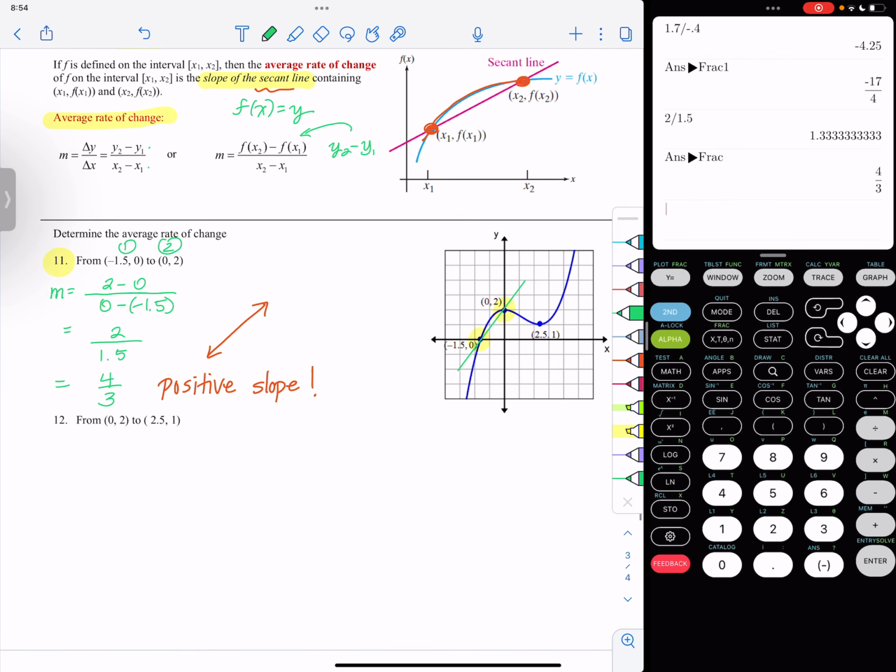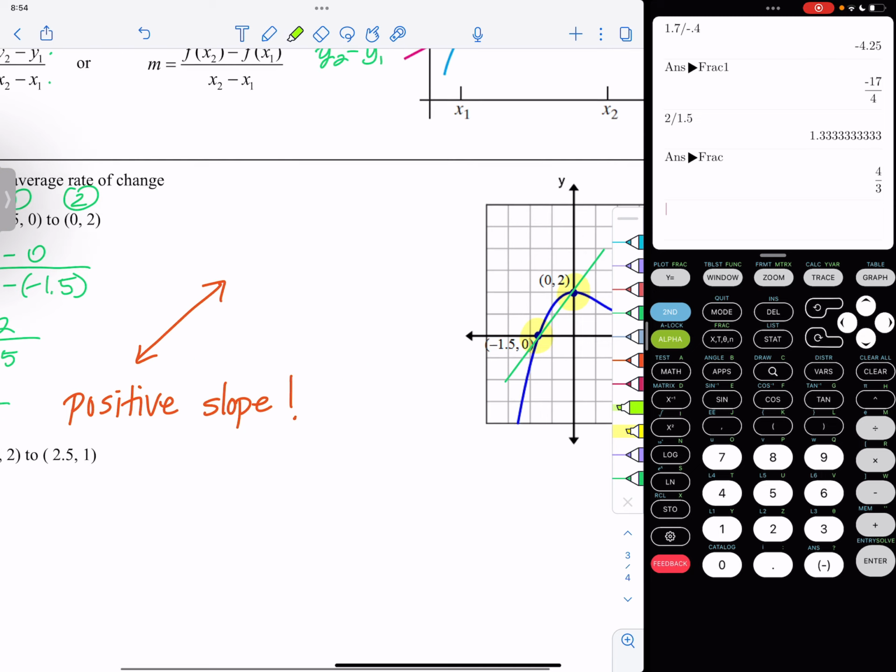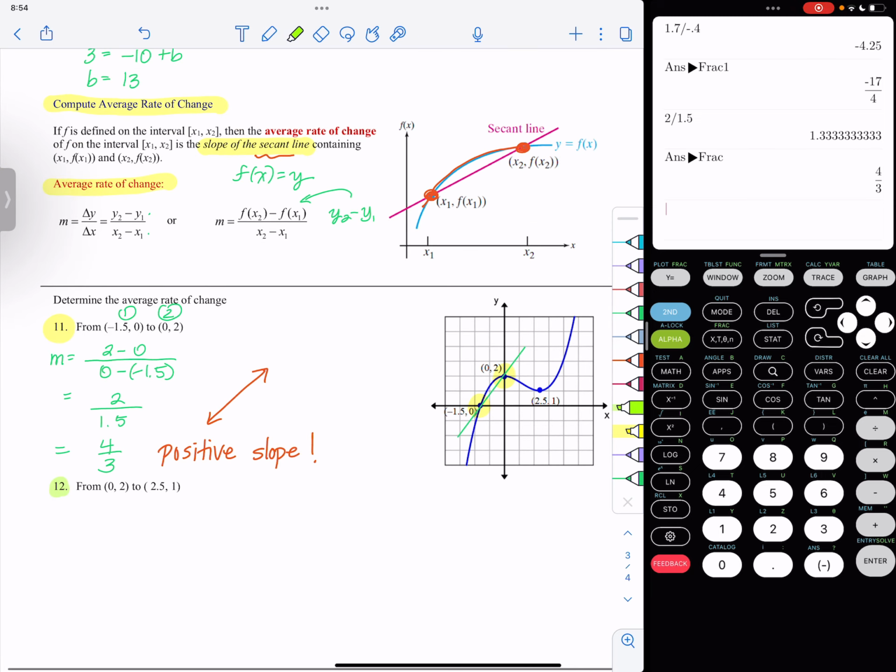Okay, let's go to number 12. And in number 12, I'll put this green dot. And as you can see, we want the slope of the line between these 2 points. And I'll go ahead and use a purple line and connect those. And we will write that down.